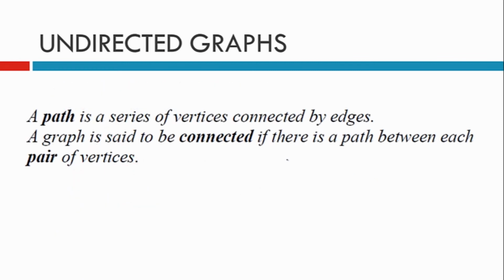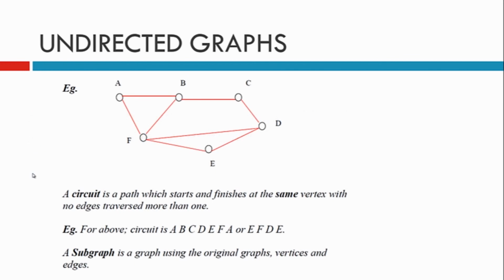Alright, a path. A path is a series of vertices connected by edges. A graph is said to be connected if there is a path between each pair of vertices. Okay, so there's got to be a path between each pair of vertices. So let's have a look at an example.